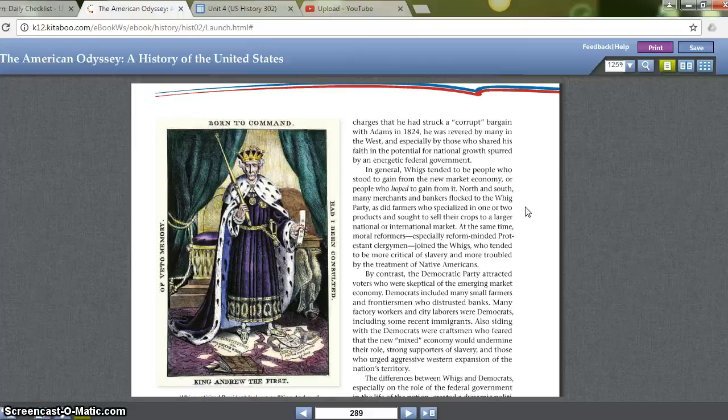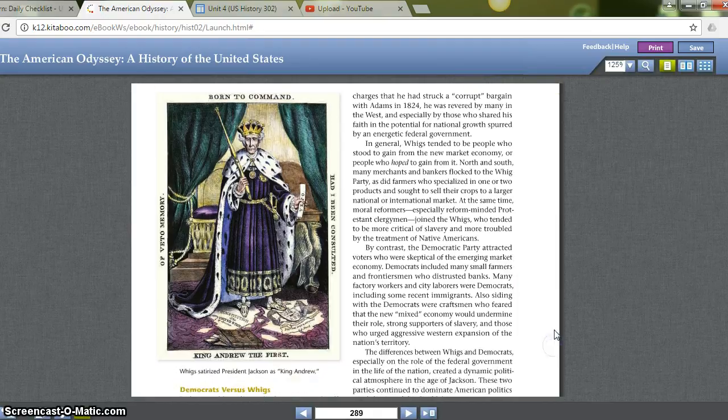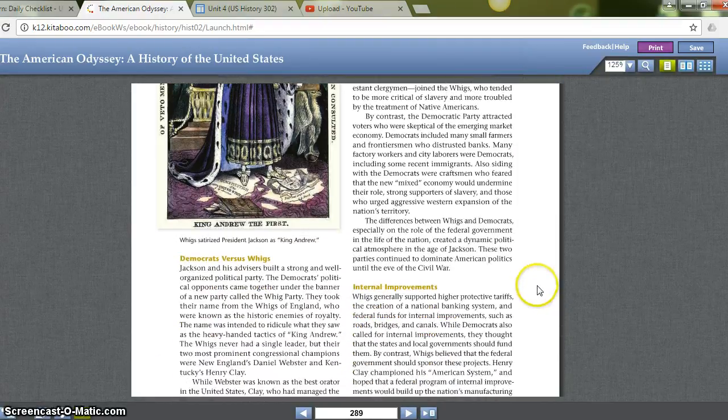By contrast, the Democratic Party attracted voters who were skeptical of the emerging market economy. Democrats included many small farmers and frontiersmen who distrusted banks. Many factory workers and city laborers were Democrats, including recent immigrants. Also siding with the Democrats were craftsmen who feared that the new mixed economy would undermine their role, strong supporters of slavery, and those who urged aggressive Western expansion of the nation's territory.